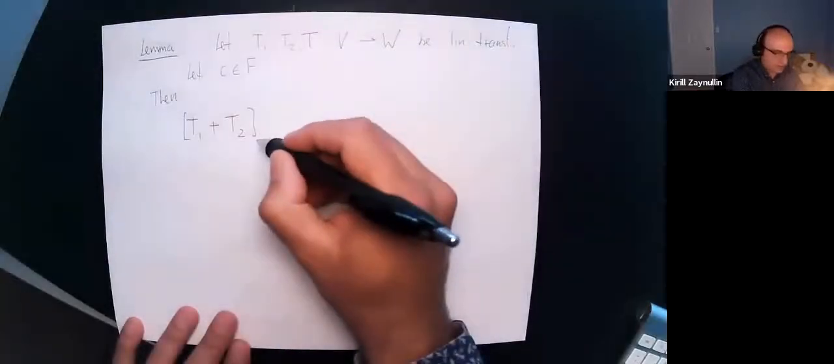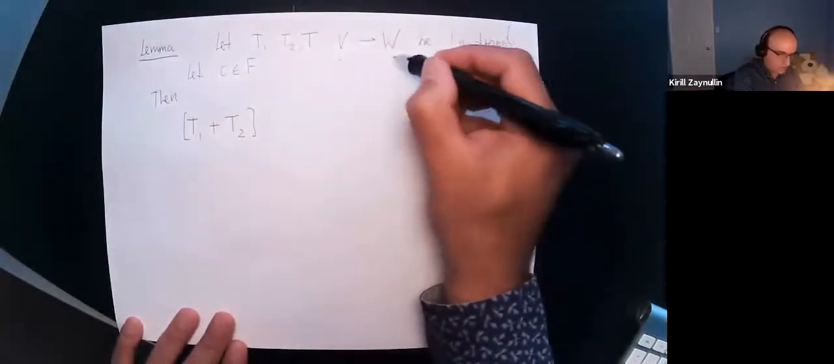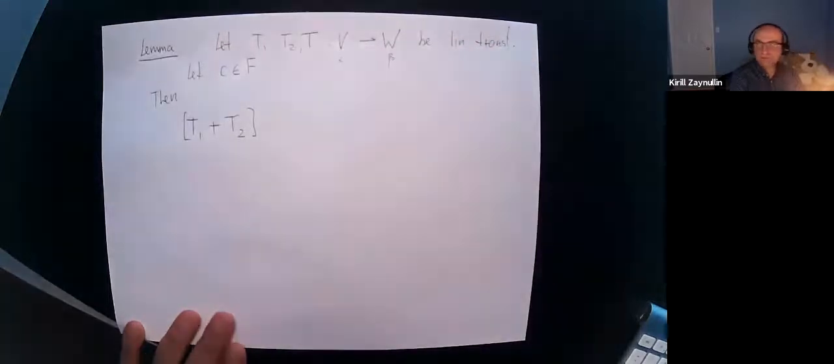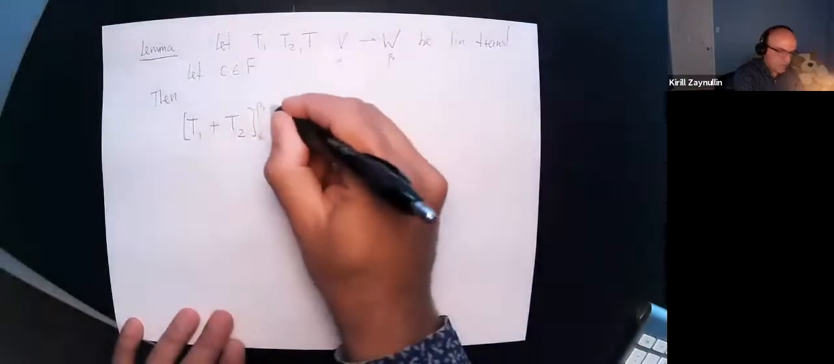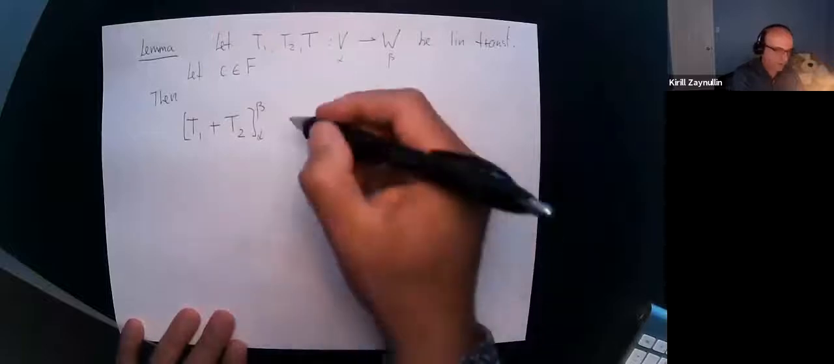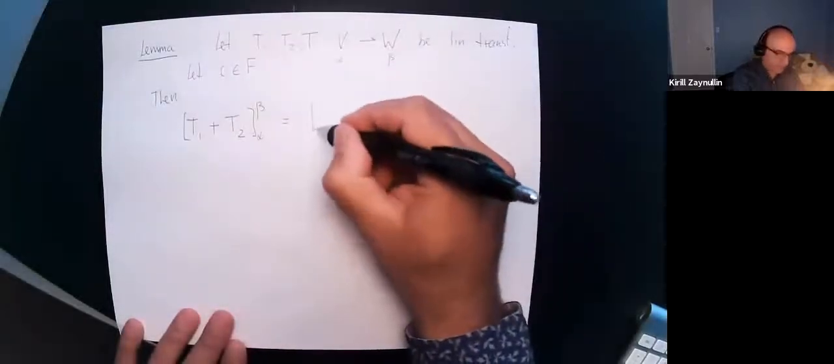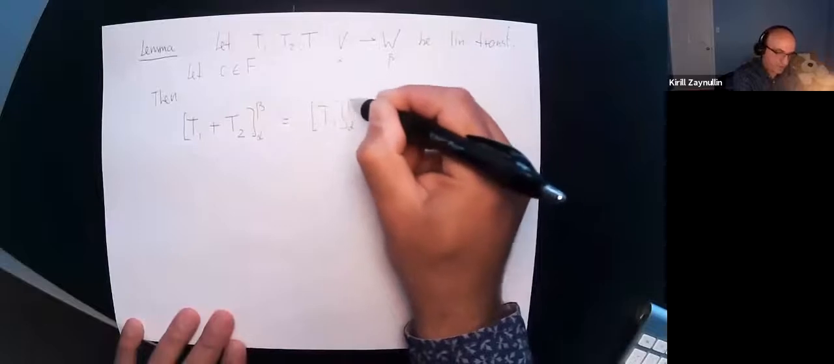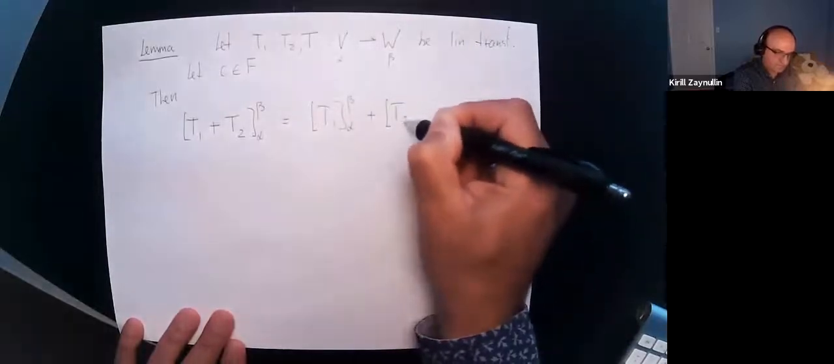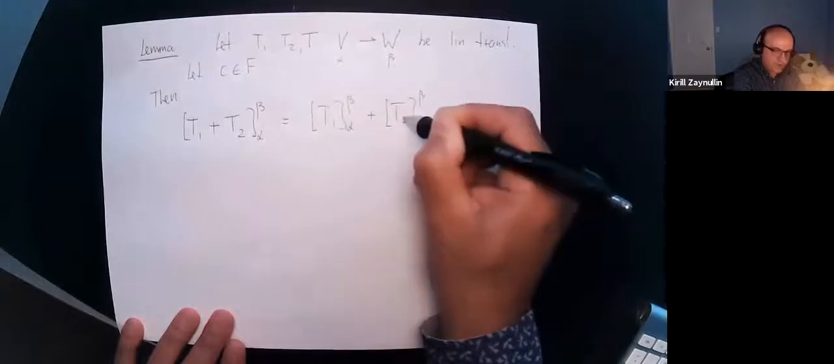In this case, we need also to choose alpha and beta, of course, the bases. The transformation matrix of the sum with respect to the bases alpha and beta is the same as the sum of the transformation matrices, the actual sum of matrices. So it's like we are given two matrices and we just add them in the usual way. Just add the respective entries, right? Okay.